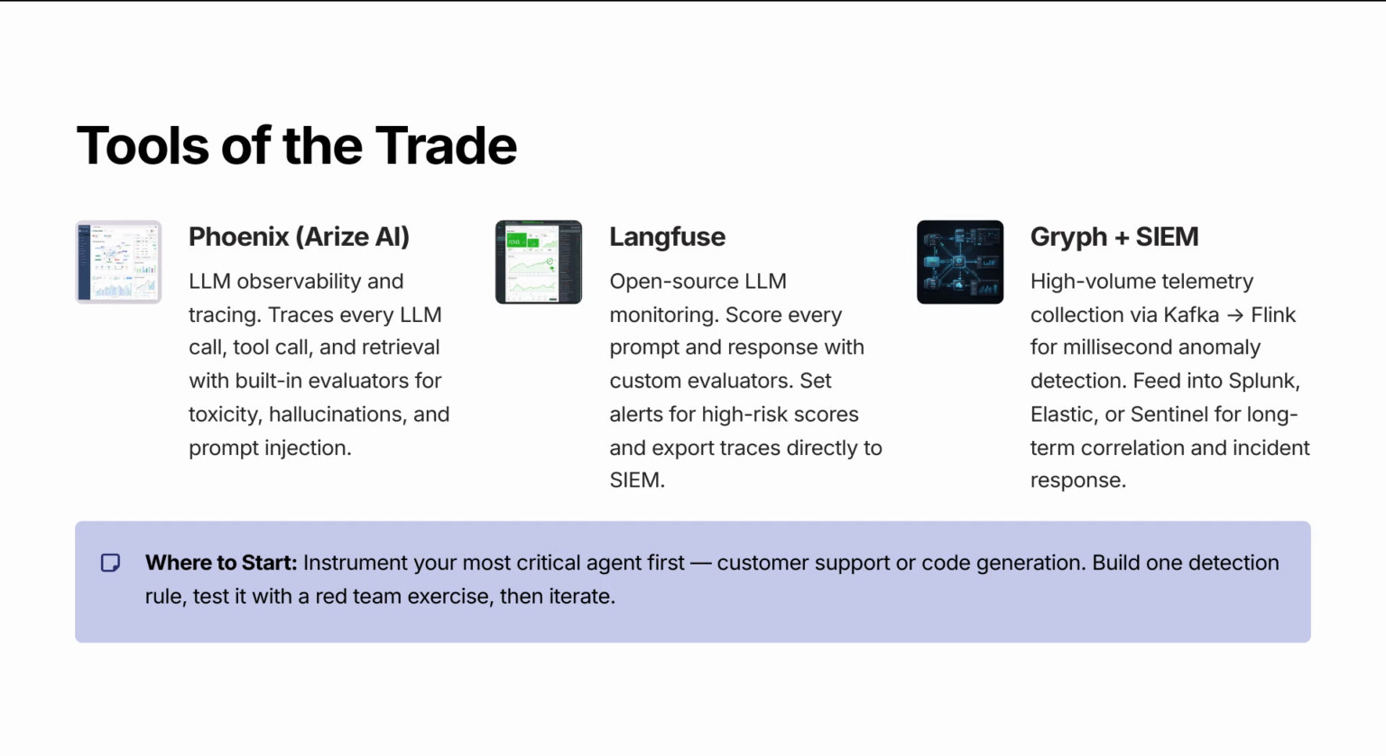For larger-scale environments, Grafana combined with a SIEM supports high-volume telemetry collection and fast anomaly detection using streaming infrastructure like Kafka and Flink. From there, events can flow into platforms such as Splunk, Elastic, or Sentinel for correlation, investigation, and incident response. A practical starting point is to instrument the single agent that matters most to the business, such as customer support or code generation. Create one detection rule, validate it with a red team exercise, and then refine from there.